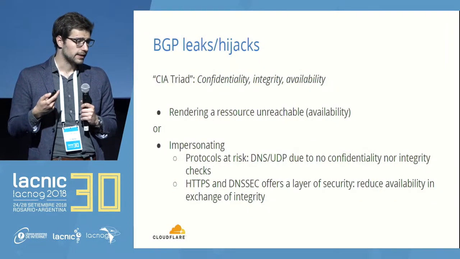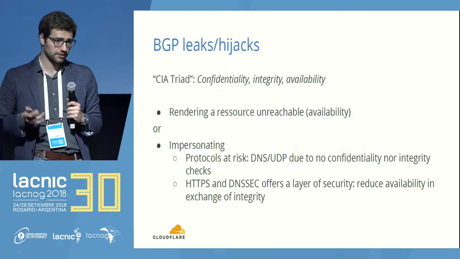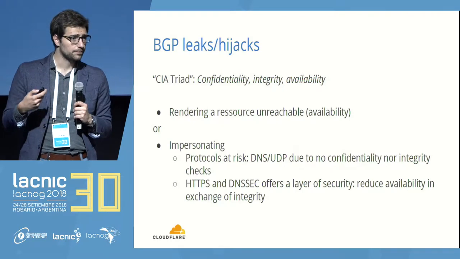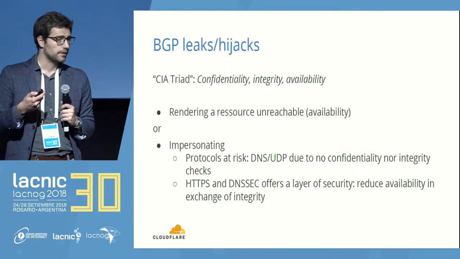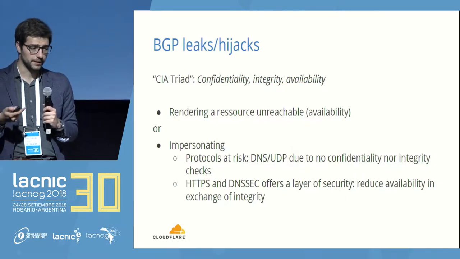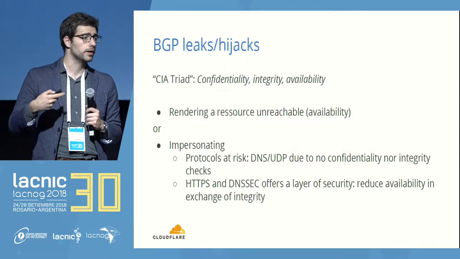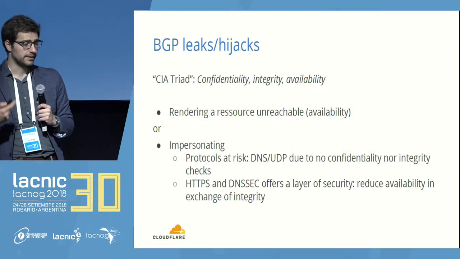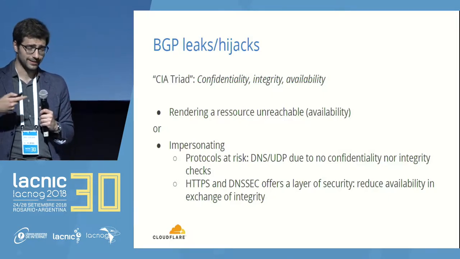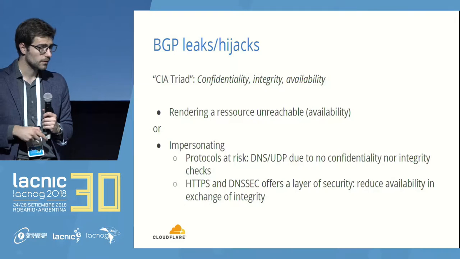So there are a few things. You can leak to make your resource unavailable. So you just reroute the traffic and not route it, just dropping it. But you can also try to impersonate. And when you try to impersonate, you have to make sure that your upper protocols do the authentication, because BGP by default doesn't have any security, you trust any route. It's the upper protocols that need to do the authentication. So it can be SSL, TLS, DNSSEC, and then you check against those. Like this certificate was the proof that it was actually a false website, but people still clicked on it.